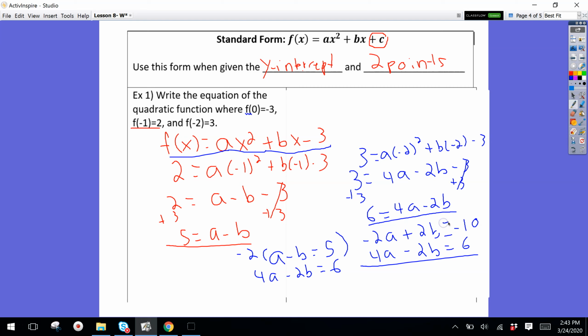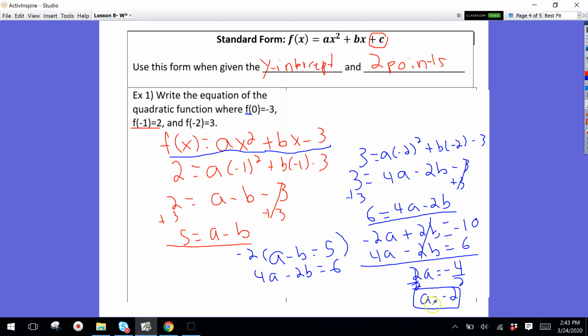Okay, so here are my b's. Obviously they cancel, and we're left with 4 minus 2a, which is 2a, and -10 plus 6, which is -4. We can divide this by 2, and we get that a is equal to -2. So that's my a value.